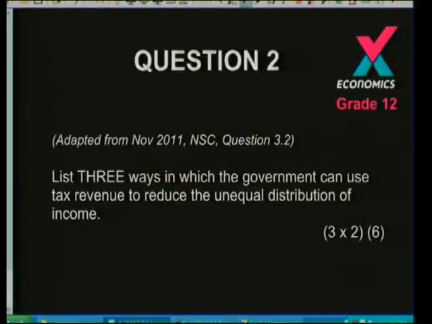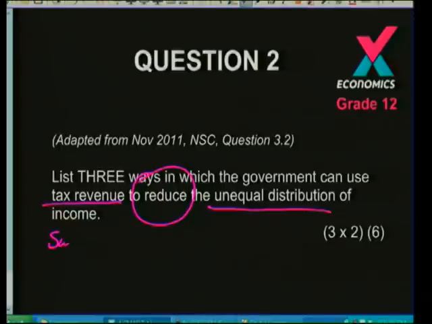Now, what they want to know is, once they've received that income, how will they use tax revenue to reduce unequal distribution of income. That means that they have to do something else when they receive that income. And I would suggest that they pay out subsidies to help businesses to reduce the selling price of the product. They pay out grants and pensions.